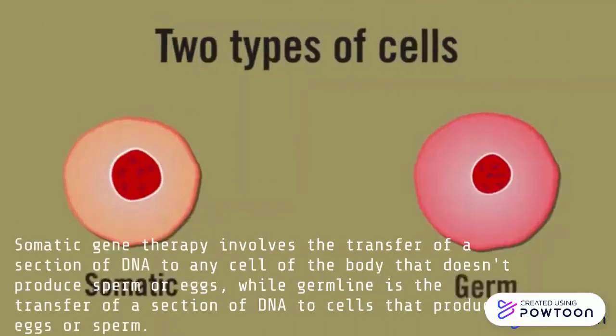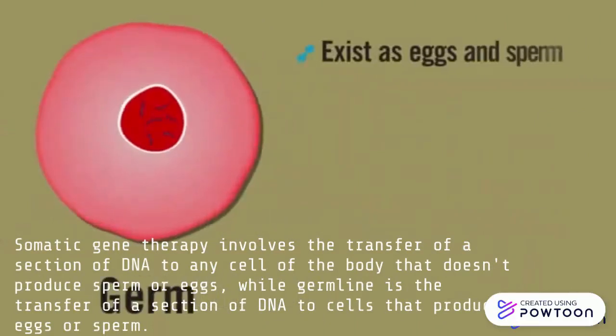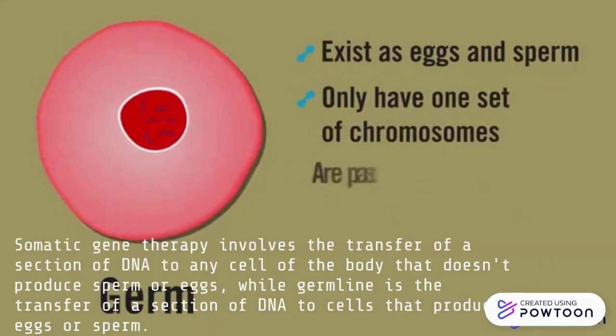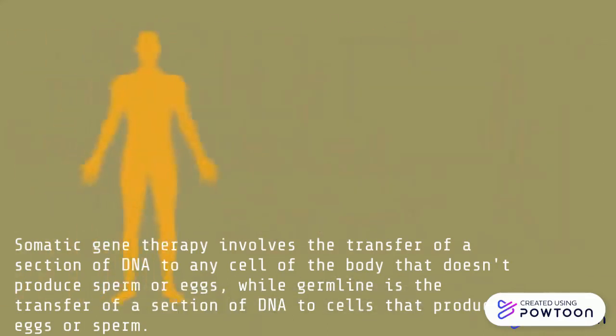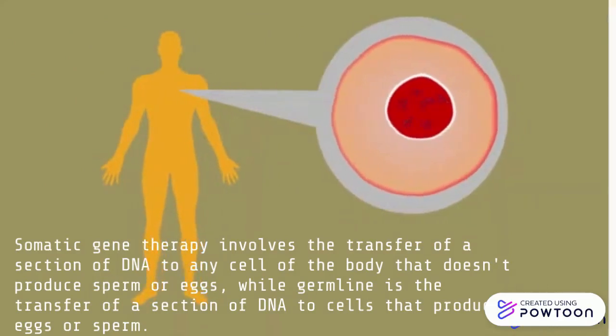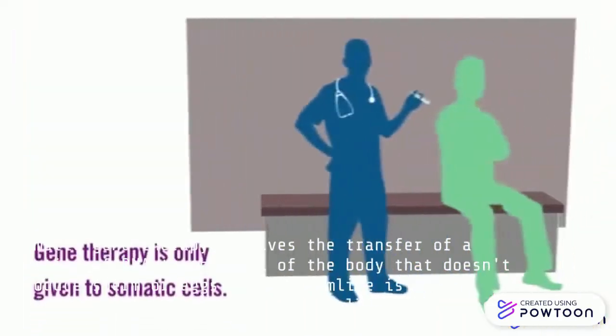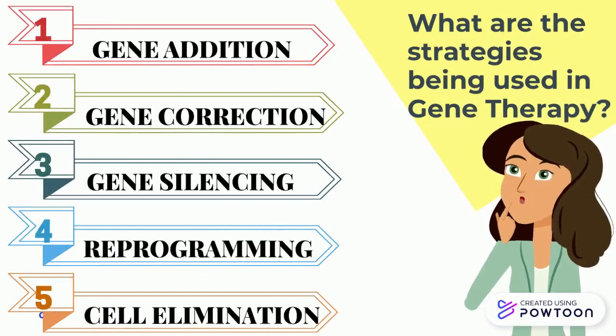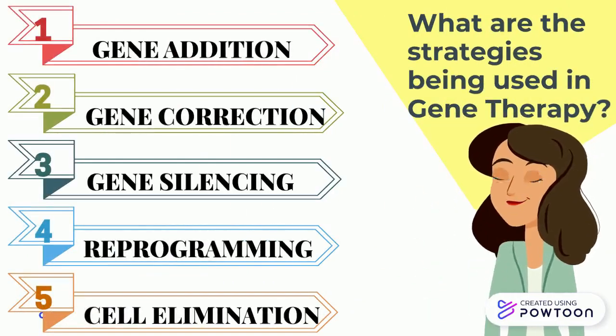As mentioned earlier, there are two types of gene therapy, somatic and germline. Somatic gene therapy involves the transfer of a section of DNA to any cell of the body that doesn't produce sperm or eggs, while germline is the transfer of a section of DNA to cells that produce eggs or sperm. The strategies being used in gene therapy include gene addition, gene correction, gene silencing, reprogramming, and cell elimination.